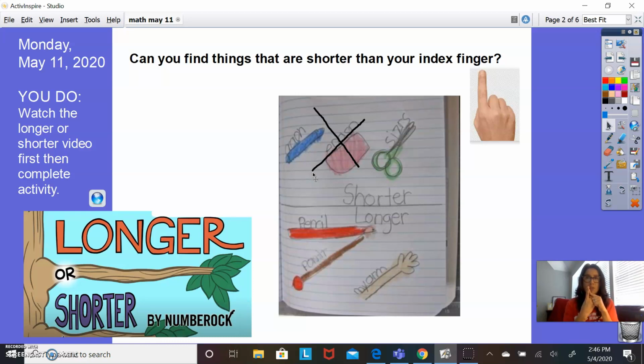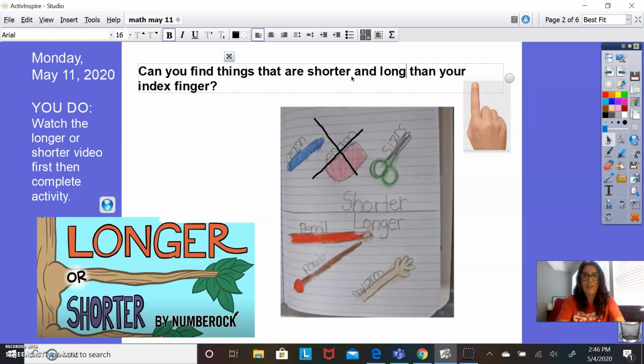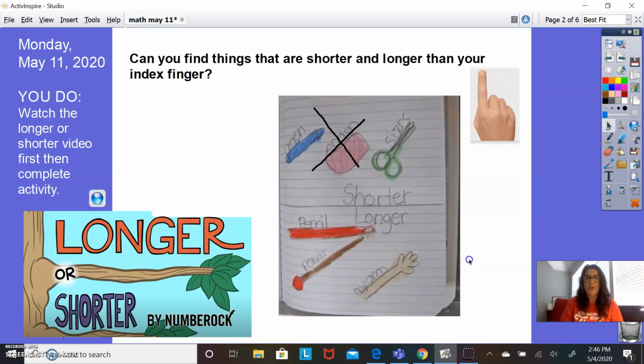Things that are shorter. And you do see here where it says longer, right? So things that are shorter, and for some reason, it's not in here. Shorter and longer, okay? So you're going to just divide your page, just put a line across the middle like there, and then you'll write shorter for this top box, and then you'll write longer here, and you're going to draw and label, and that's very important because we have to practice our spelling and our handwriting.